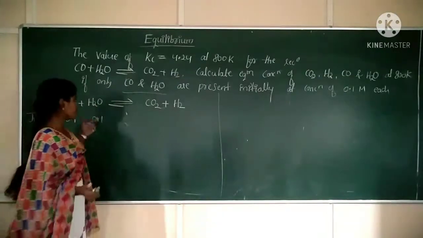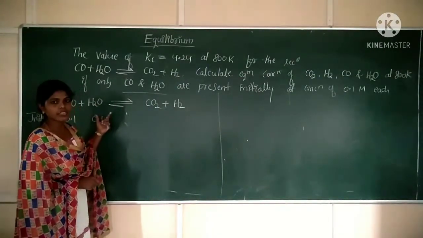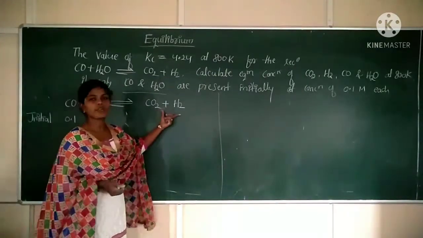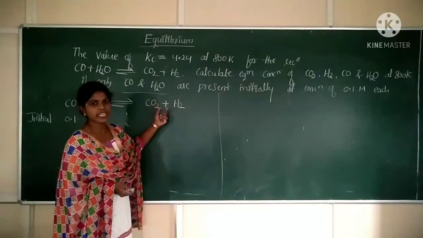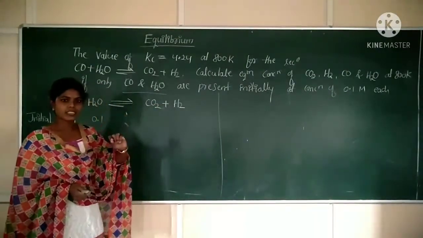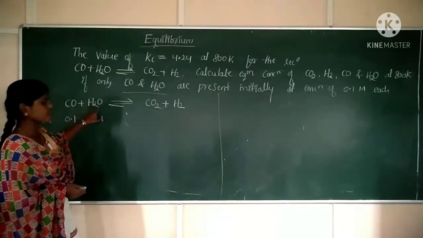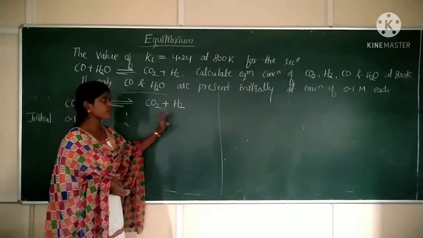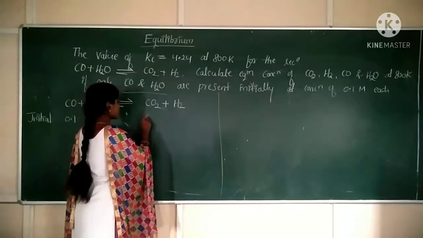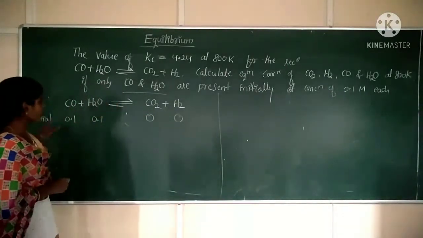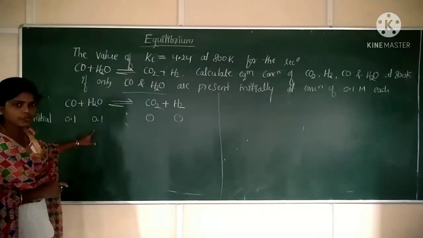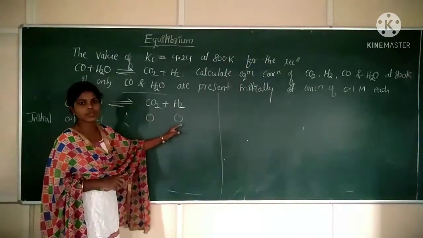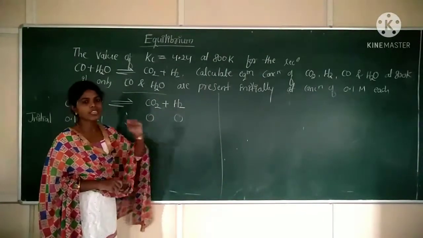Initially the concentration will be present only because of what? Reactant, correct? At initial time, the concentration of product is almost negligible, or we can take it as 0, correct? At initial stage, the concentration will be only for reactant. There is no product formation. Clear? So the concentration for the products I can take as 0. At initial time, concentration of CO and H2O is 0.1 and 0.1. At the initial condition, the concentration of product, that is CO2 and H2, can be taken as 0, because at initial condition only the reactants will be present.